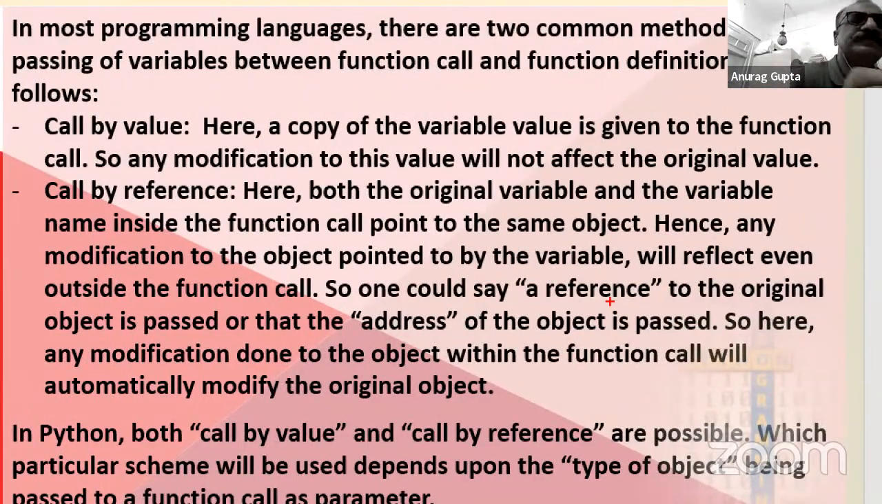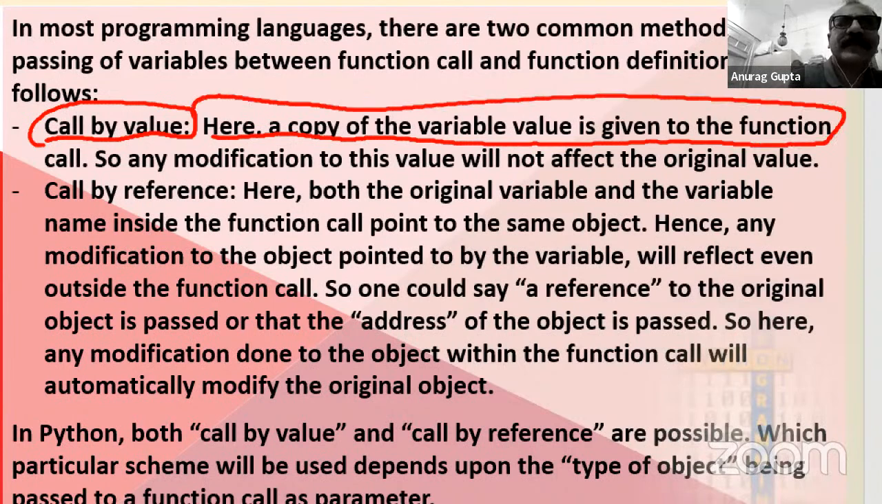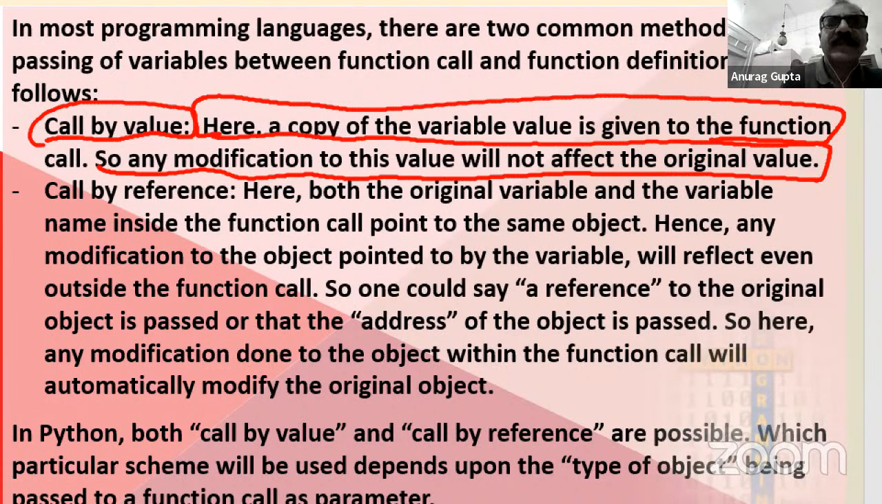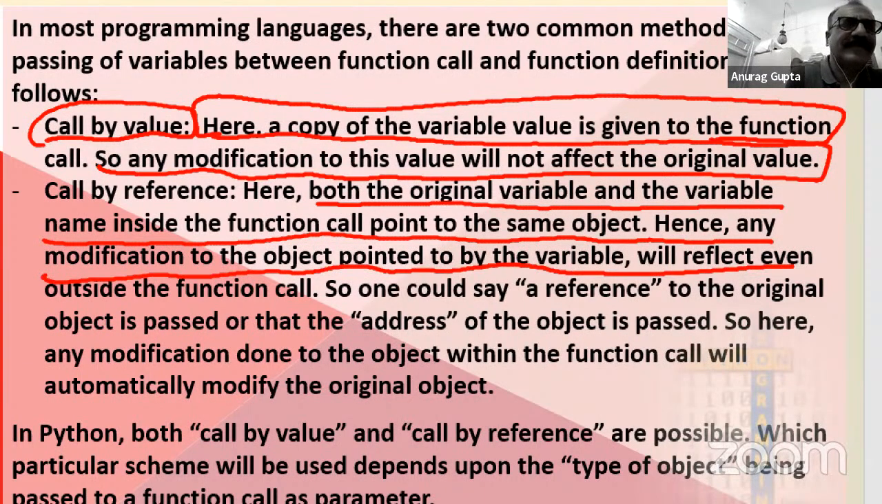Call by value. Here, a copy of the variable is given to the function. Any modification to this value will not affect the original value. Call by reference. Here, both the original variable and the variable name inside the function call point to the same object. Hence, any modification to the object pointed to by the variable will reflect even outside the function call. So one could say that a reference to the original object, the address of the object, is passed.